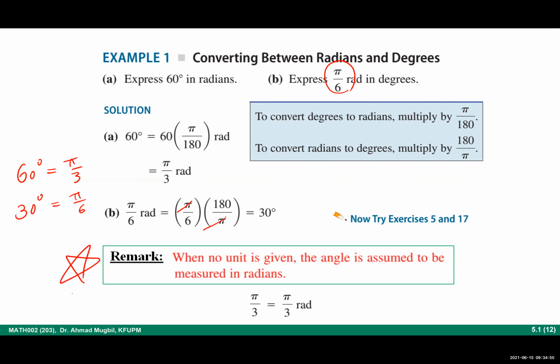This is a very important remark, shabab, like an agreement. We need to agree, shabab, about this. When no unit is given, the angle is assumed to be measured in radians. So when we write pi over 3, we mean pi over 3 radian. But usually we don't write the radian.